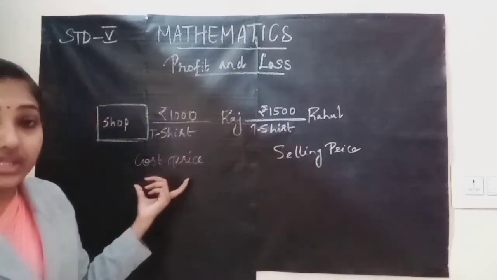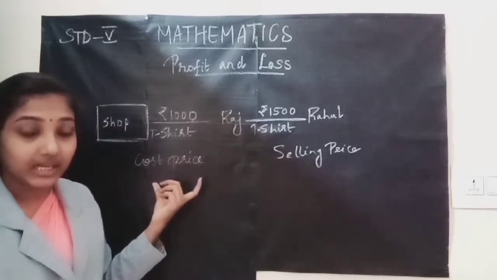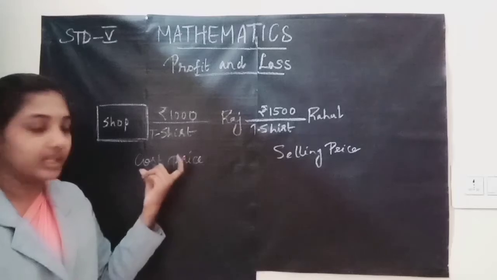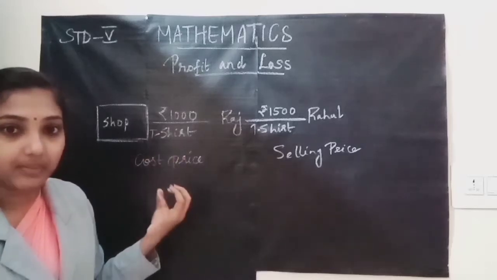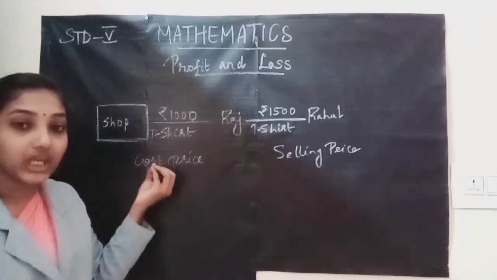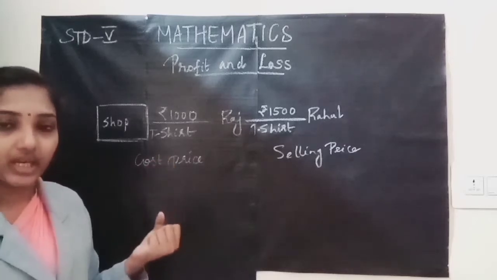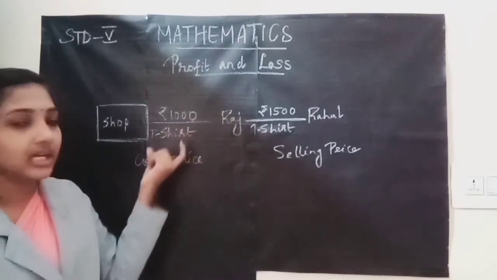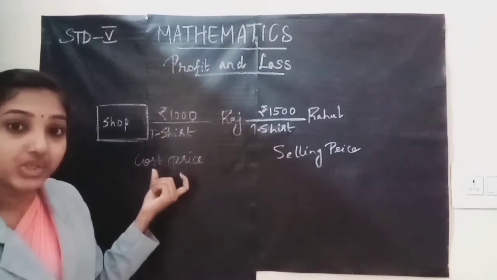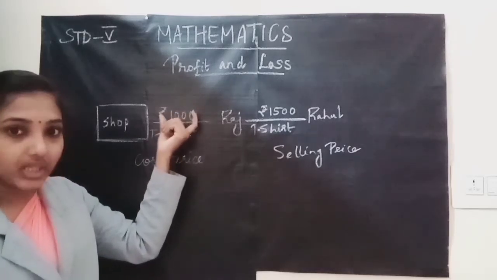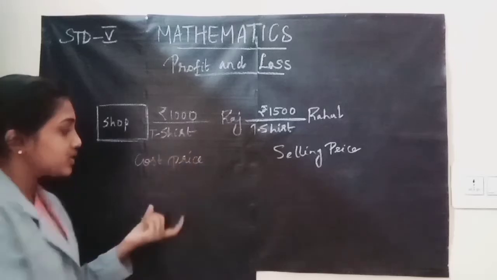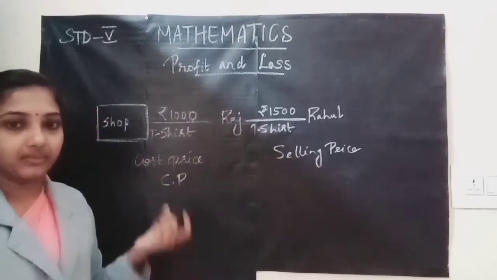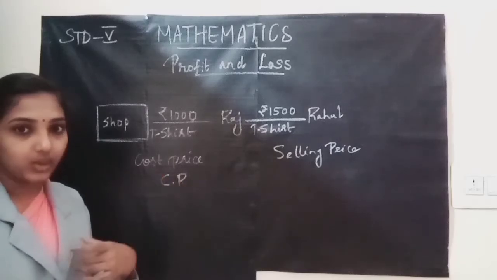Okay, so what is called cost price? It is the amount at which some goods are bought. The amount at which we buy something, the amount that we give to someone to buy a thing, is called the cost price. So here in this case, the cost price of the t-shirt is rupees 1000. Okay, and in short we can call this cost price as CP.